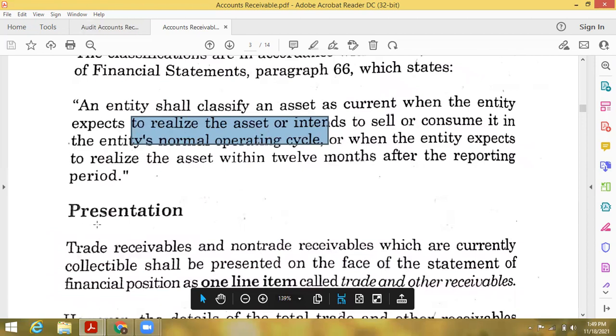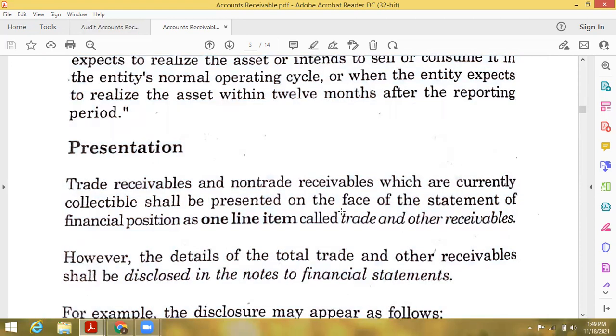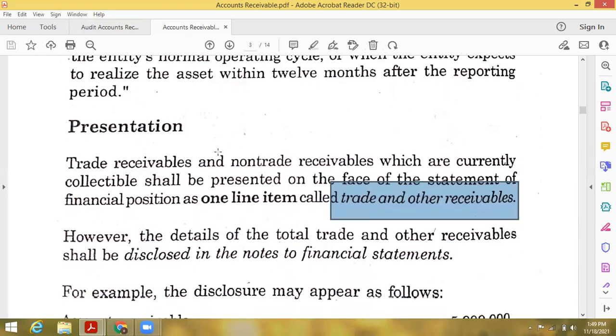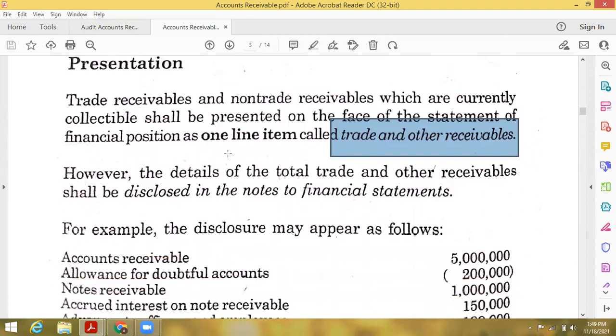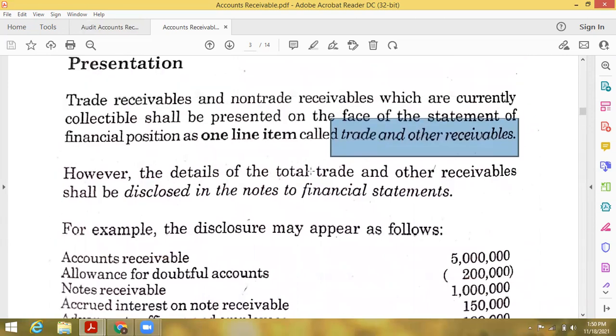So how are we going to present it? We present trade and other receivables. How do we present accounts receivable in the financial statements? It is presented in the statement of financial position as one line item, actually second to cash. It is one line item, called trade and other receivables. So, all of our receivables are in there. The details of total trade and other receivables shall be disclosed in the notes to the financial statements.